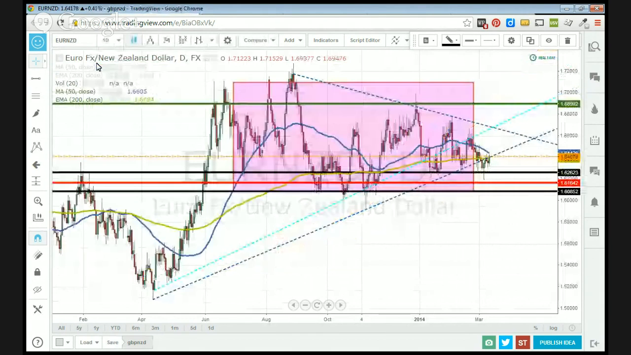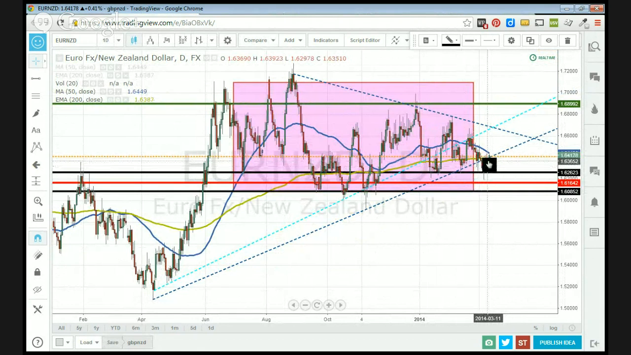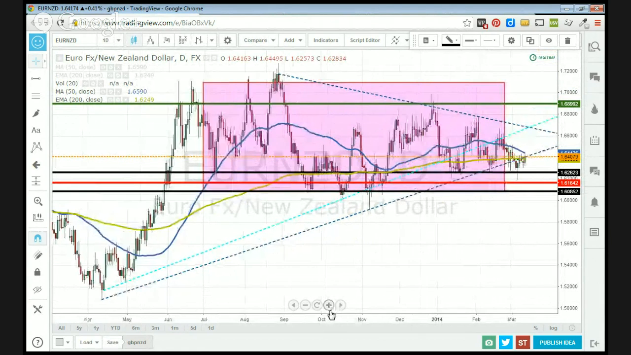Okay, Euro Kiwi. Now, today's candle hasn't closed, but if we can close above this orange line, then I'll move my stop to break even. We are now currently slightly above that orange line. You can see it here. Let me zoom in a little bit. You might be able to see it a little more clearly.